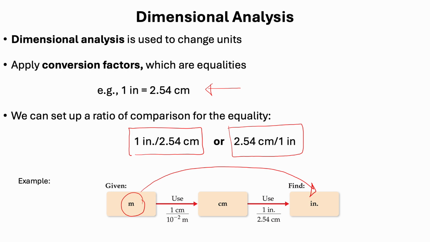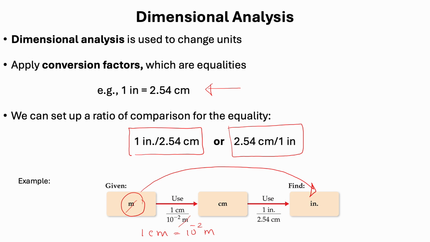So the first conversion factor here is 1 centimeter equals 10 to the power negative 2 meters, and we write it as 1 centimeter in the numerator and 10 to the power negative 2 meters as the denominator, since we need to cancel out these meters and meters. When you are done with the first step, you have your calculation in centimeters.